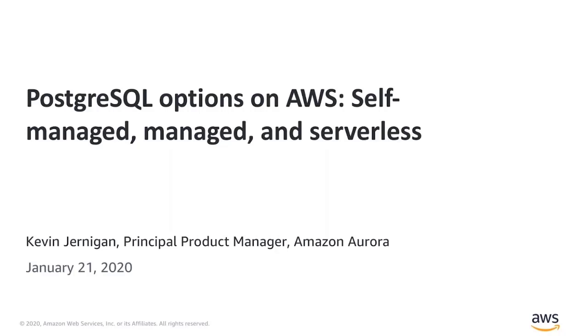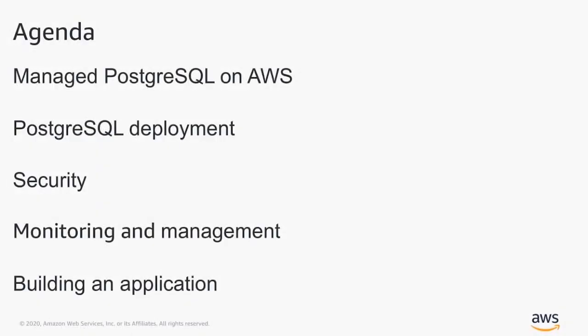And today we're going to talk about Postgres options on AWS, options in terms of how to deploy and use Postgres in AWS. We'll first talk about the different managed Postgres options, covering RDS and Aurora and a couple other facets of that. We'll go into more details on how you actually deploy Postgres in those environments, and of course dive deep into security and how you monitor and manage your Postgres instances in AWS. And then we're going to go through a detailed example of building an application on a managed Postgres environment in AWS.